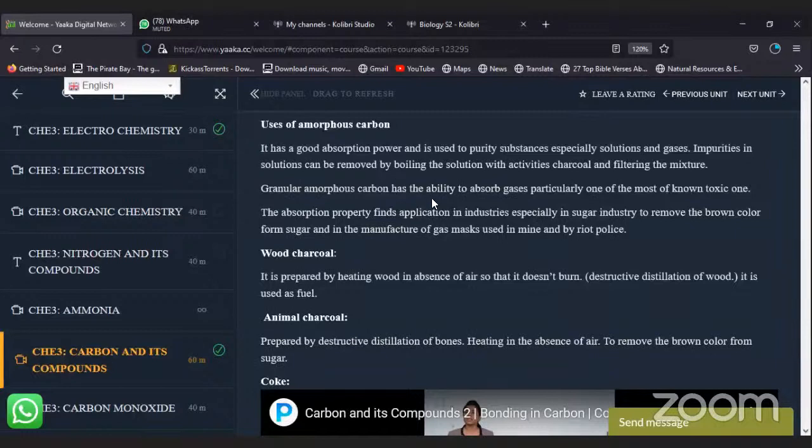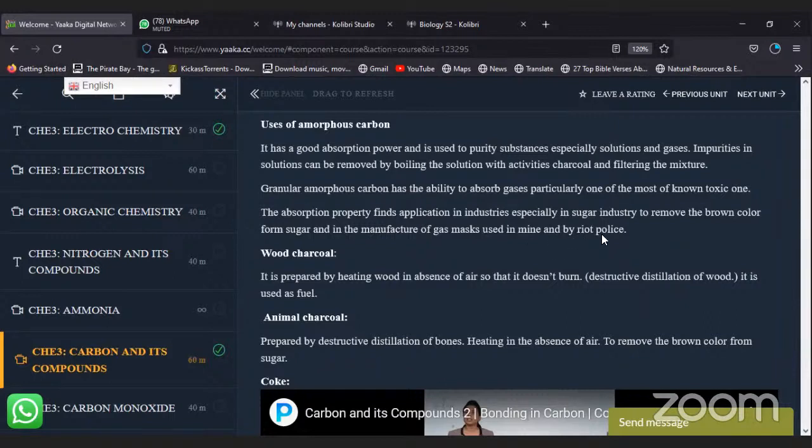Granular amorphous carbon has the ability to absorb gases, especially some of the most toxic ones, okay? So those toxic gases, we can use granular amorphous carbon to absorb them, right? The absorption property finds application in industries, especially in the sugar industry, to remove brown color from sugar, and in the manufacture of gas masks used in mines and by riot police.